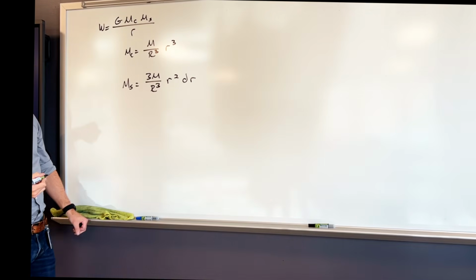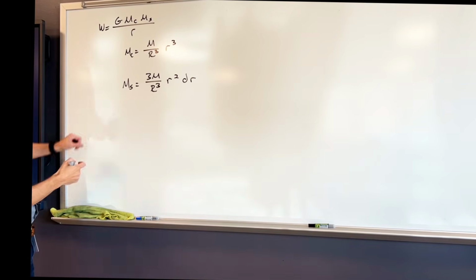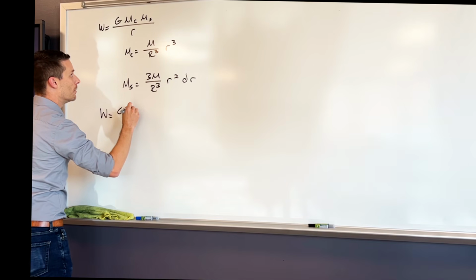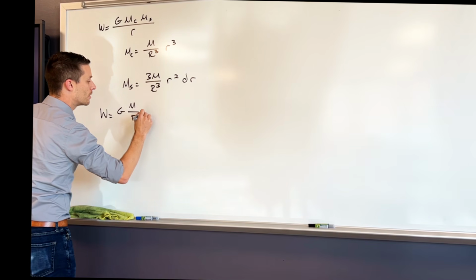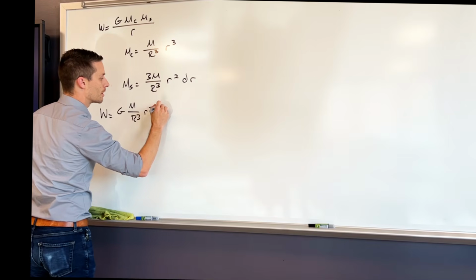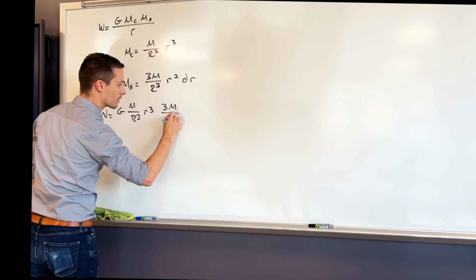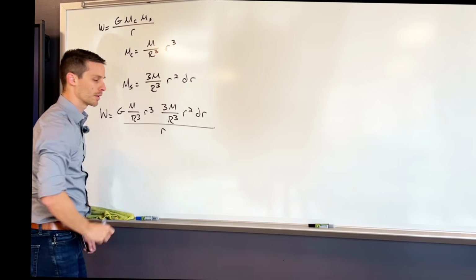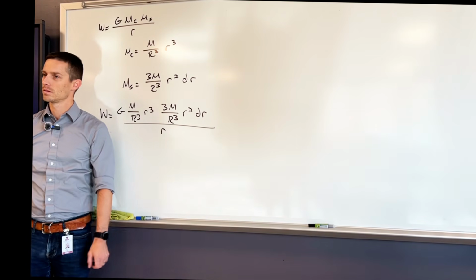So put it all together. The work is equal to G, mass over R cubed, little r cubed, times 3M over R cubed, r squared dr, over r.